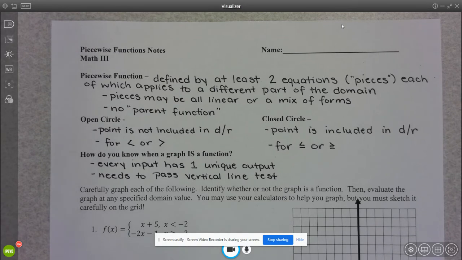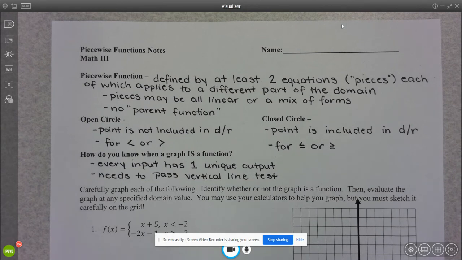So it's possible that the pieces are all linear, or we could have a variety of different forms: quadratic, exponential, cubic. A lot of the ones that we are going to encounter will be linear, but it is possible to have other forms of equations mixed in there. And since these functions are a combination of a variety of functions, there is no parent function.